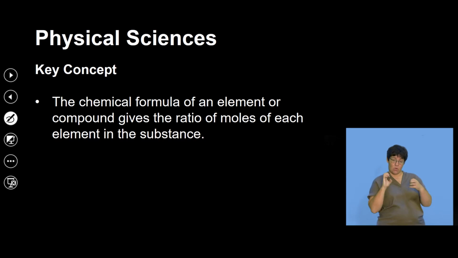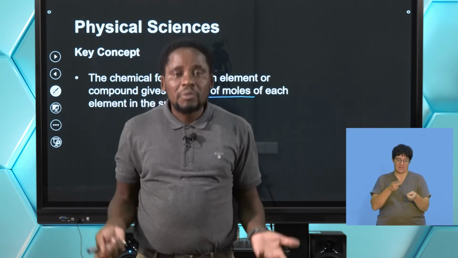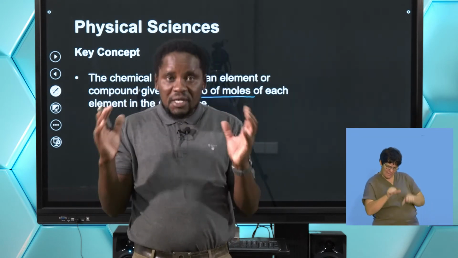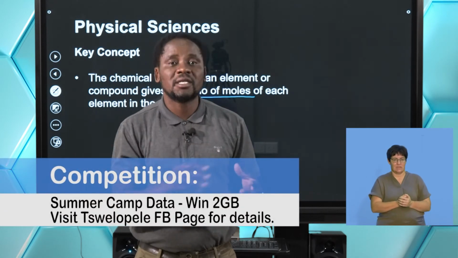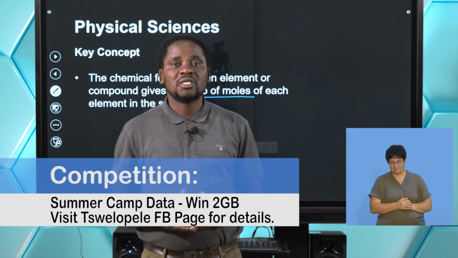But the chemical formula of an element or a compound gives the ratio of moles of each element in the substance. So the main idea is that given the chemical compound, the name suggests the chemical composition in terms of what makes up that compound. But if you look at the chemical formula, it gives us an idea of the ratio of moles of each element that makes up that compound. Having said that, let's take a short break as we'll continue to explore percentage composition in our second segment.